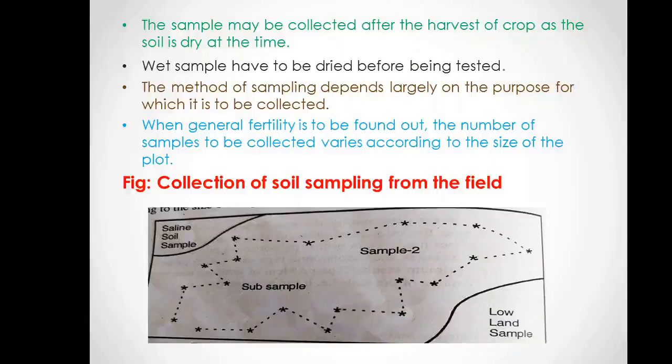Suppose there is a square-like plot of soil from which we want to collect the sample. The stars are located in a proportionate pattern on the soil, marked like this, and we collect samples from all these points.